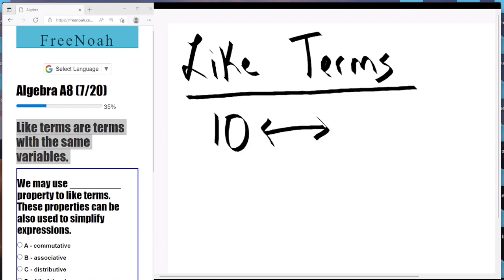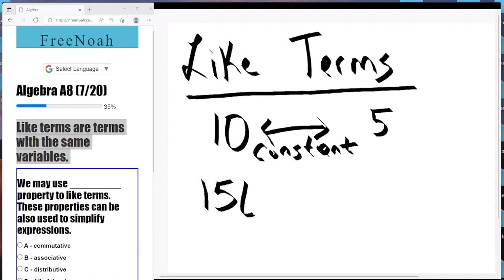How about 10 and 5? Are 10 and 5 like terms? Yes, they are. 10 and 5 are like terms. They're known as constant terms. They have different coefficients, but they're like terms.